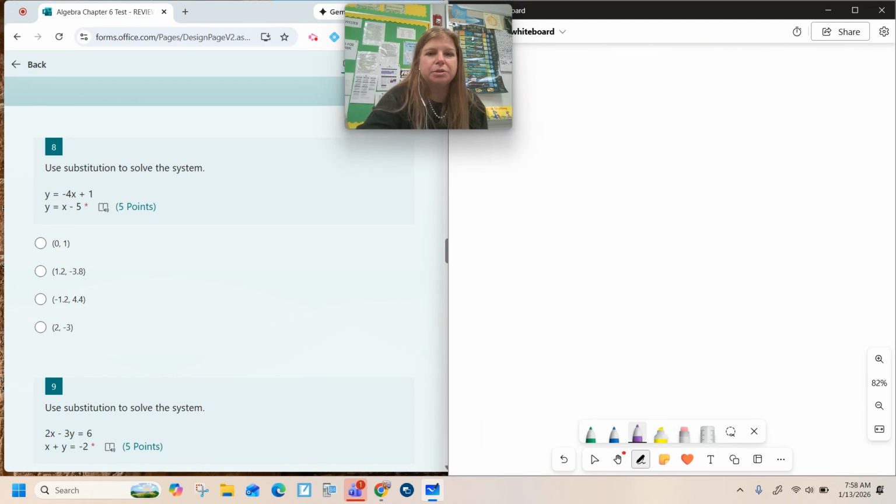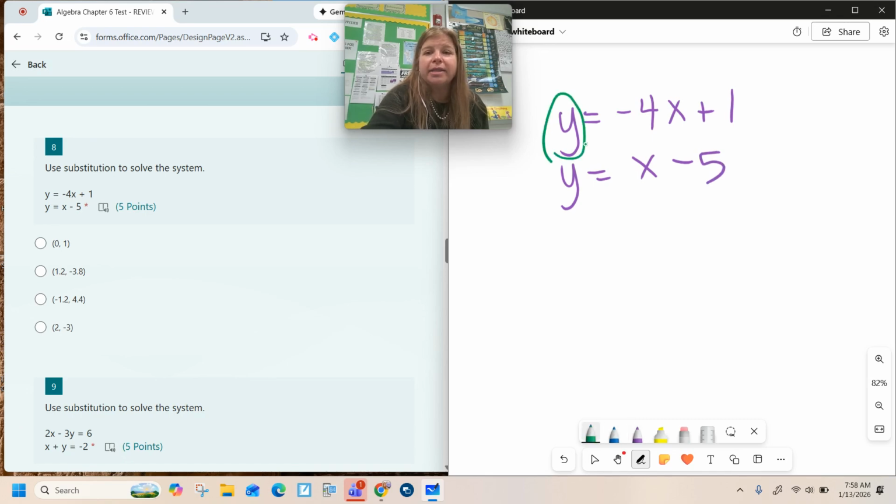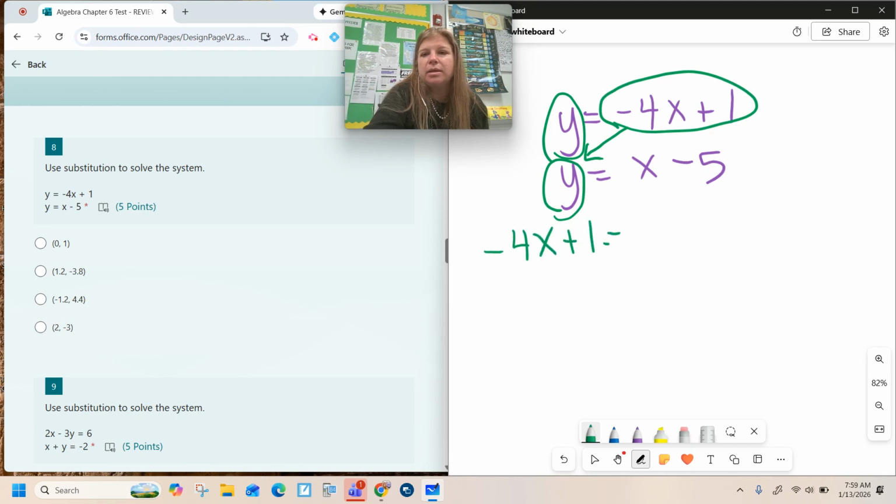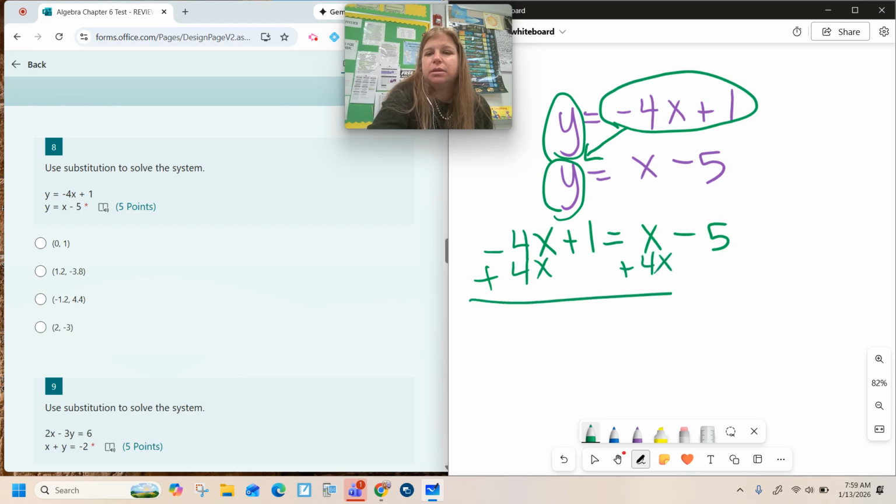Number 8, use substitution. This is a nice system because both equations are set equal to y. So if y is equal to negative 4x plus 1, then where I see y in my other equation, that's what I'm going to plug in. So instead of y equals x minus 5, it's going to say negative 4x plus 1 equals x minus 5. Notice I only have x in my equation, so now I can solve for it, using just my regular equation solving skills that we did earlier in the school year.